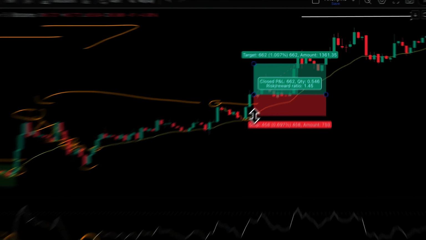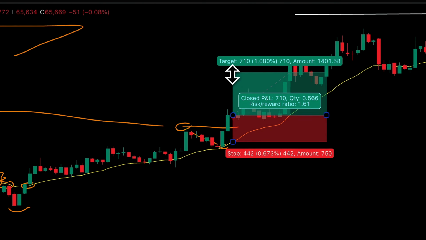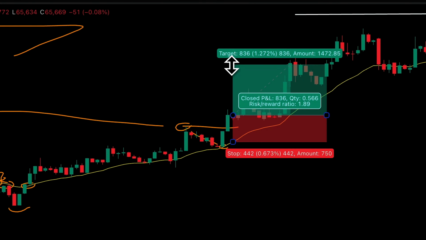The stop loss, we'll set it at the level of the 20-period moving average. And we're going to aim for a risk-reward ratio of 1.8 to 2 times. Here we have a risk-reward ratio of 2 to 1. And once you're in position, you just wait. You let the market do its thing and you can see here it's going to hit the target.